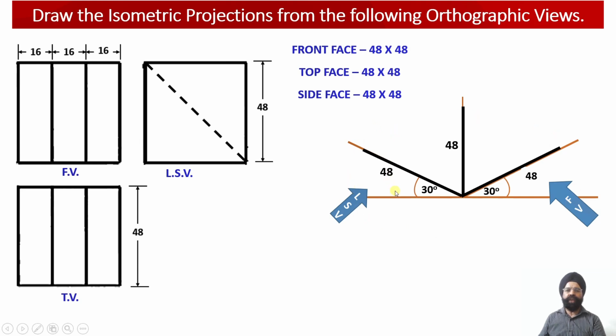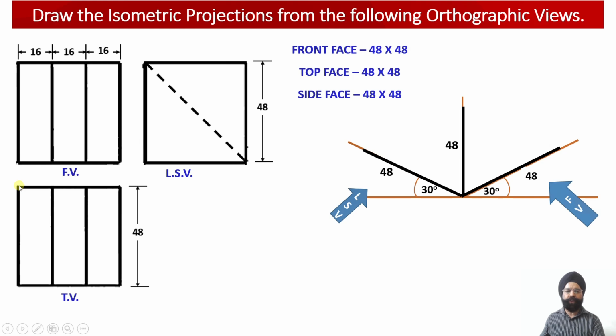And in order to develop this isometric projection, we need to evaluate the dimensions of the front face, top face and the side face of the solid. So when we observe the solid in the front view, we find that the length of the solid happens to be 48 millimeter, while the height of the solid is equal to 48 millimeter. So the front view face will have the dimensions 48 millimeter by 48 millimeter.